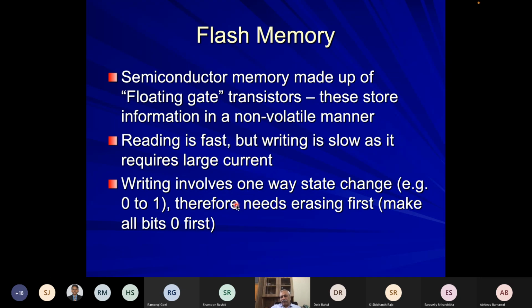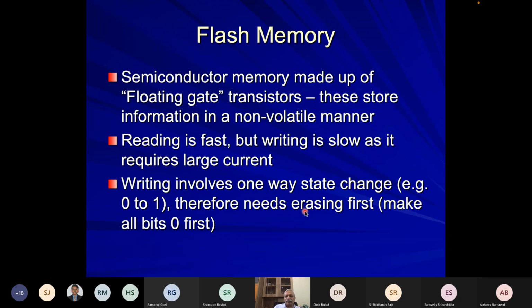Usually, writing involves a one-way state change. It's a matter of convention whether you consider it 0 to 1 or 1 to 0. So suppose in the normal state, all bits are 0. Writing into flash memory would mean changing from 0 to 1. The process of changing from 1 to 0 is called erasing. So you need to erase previous information, making all the bits 0, and then wherever you want 1, you write ones there.